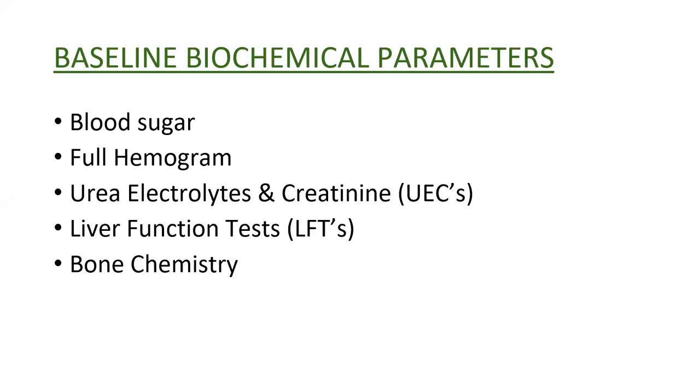Okay, full hemogram. What does full hemogram entail? It has the white blood cells, neutrophils, lymphocytes. It has several components. We also have platelets, red blood cells, hemoglobin levels, and mean corpuscular volume levels.